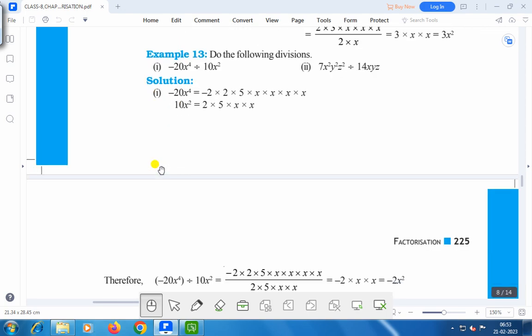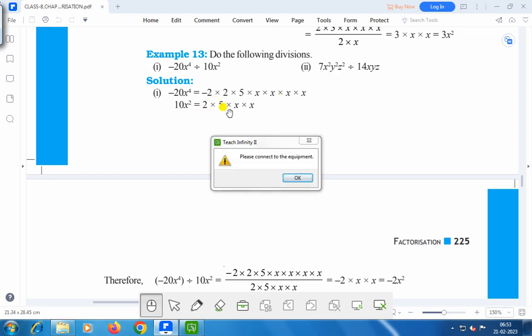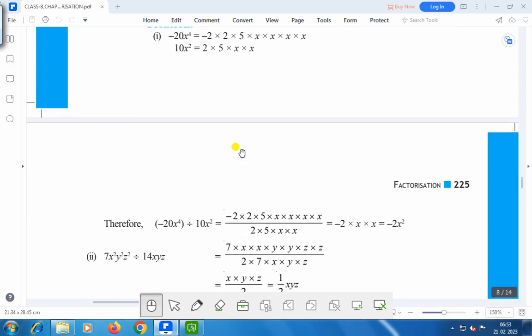Do the following division: minus 20x⁴ divided by 10x². Minus 20x⁴ can be written as minus 2 into 2 into 5 into x into x into x into x, and 10x² can be written as 2 into 5 into x into x. We divide, and we get the answer minus 2x².